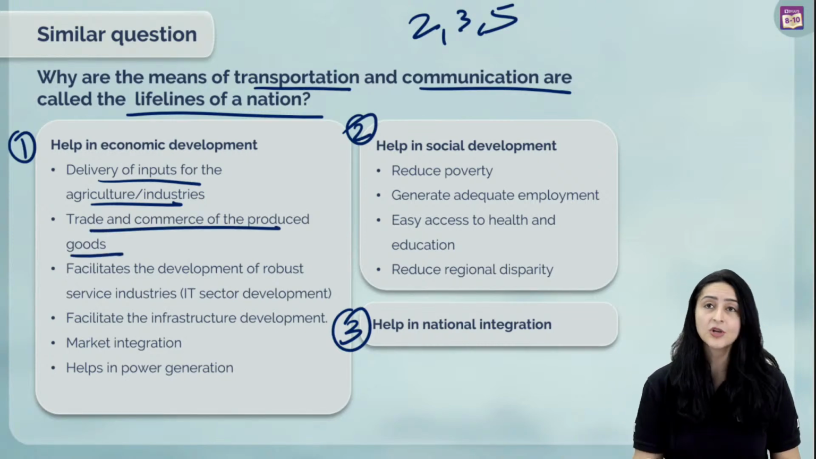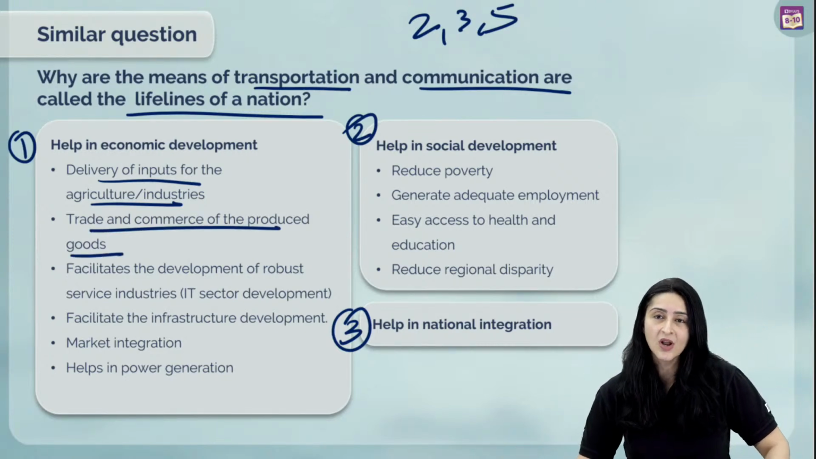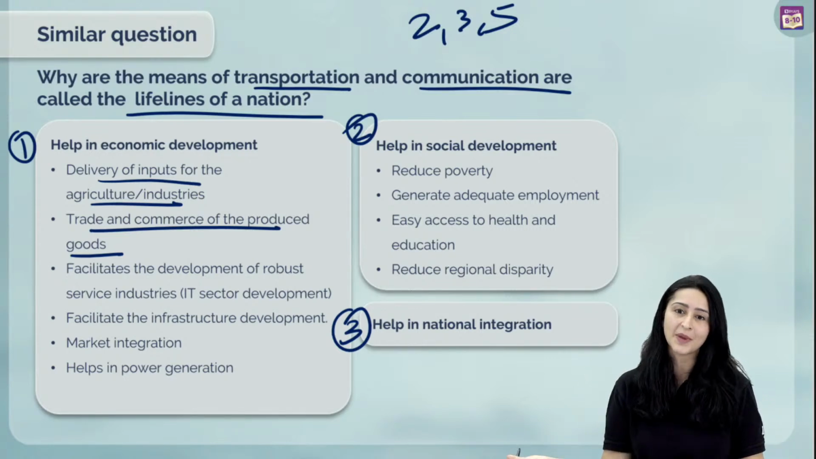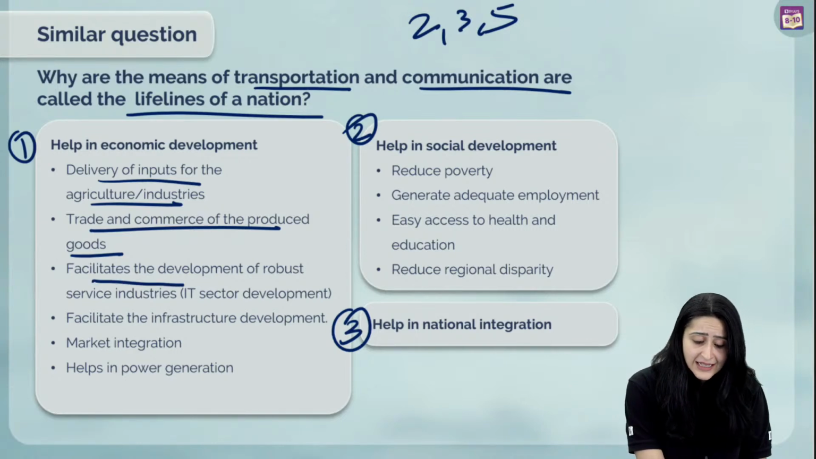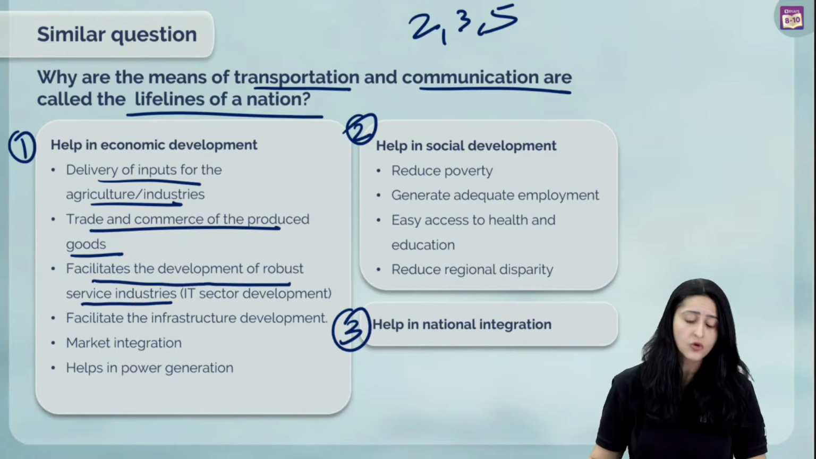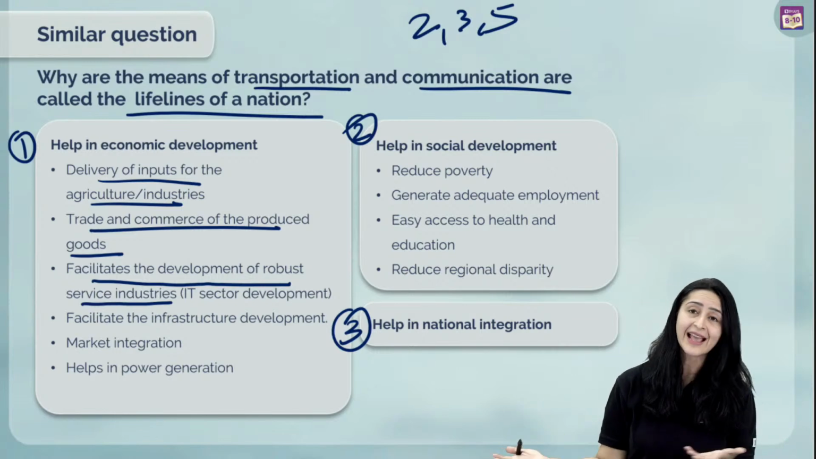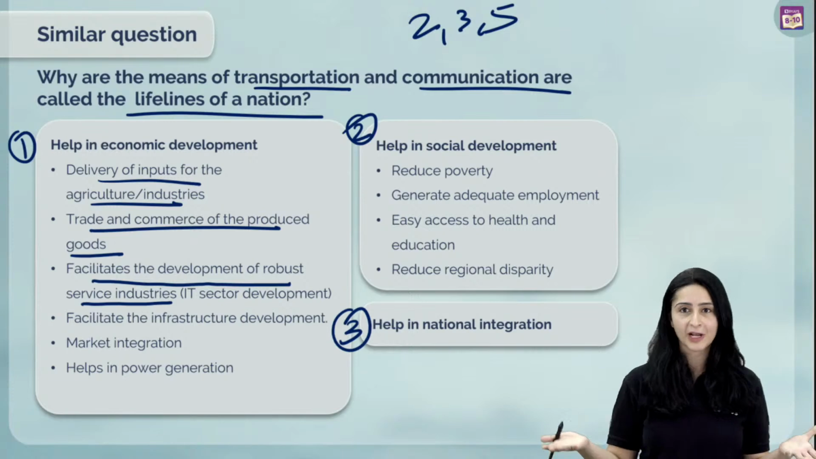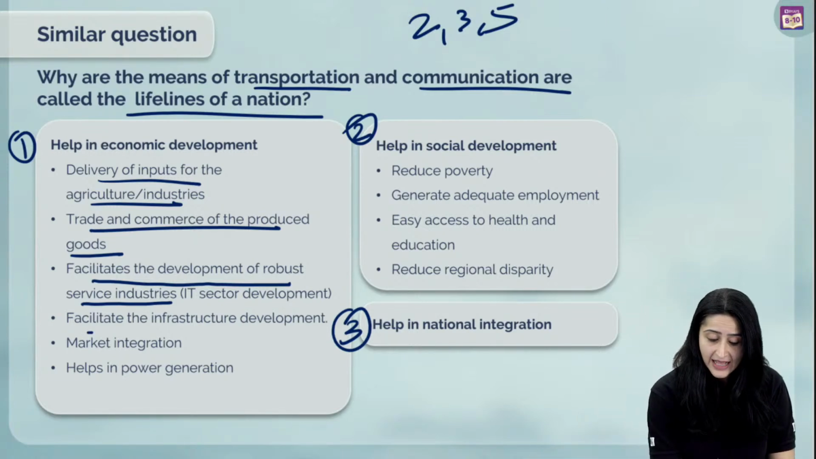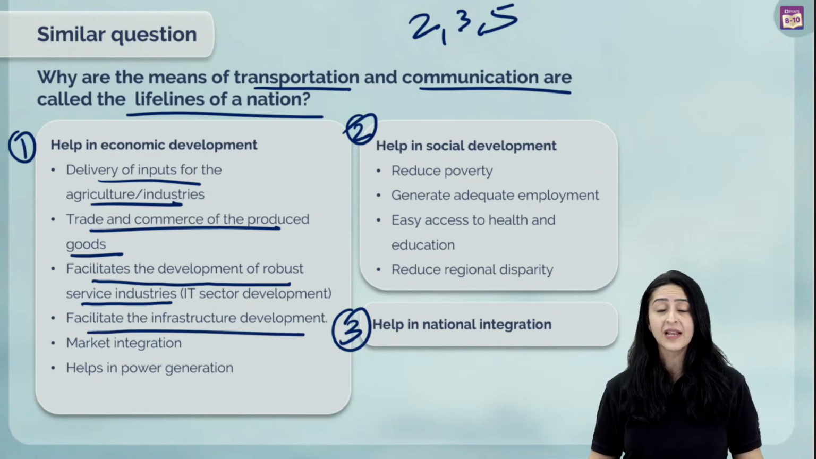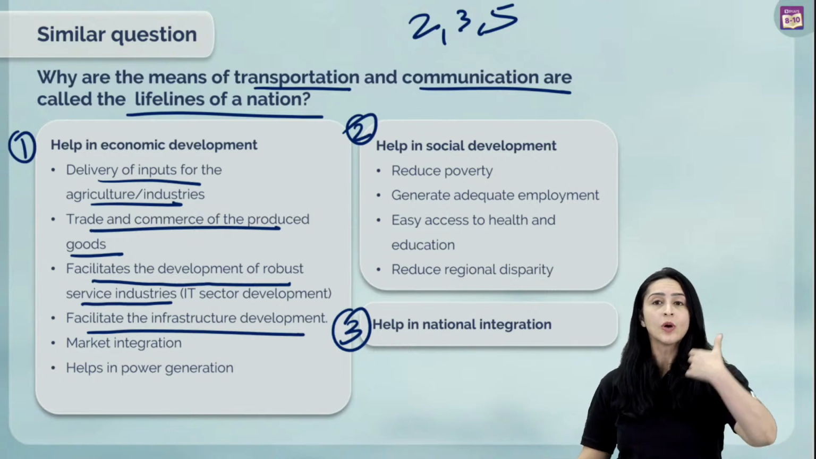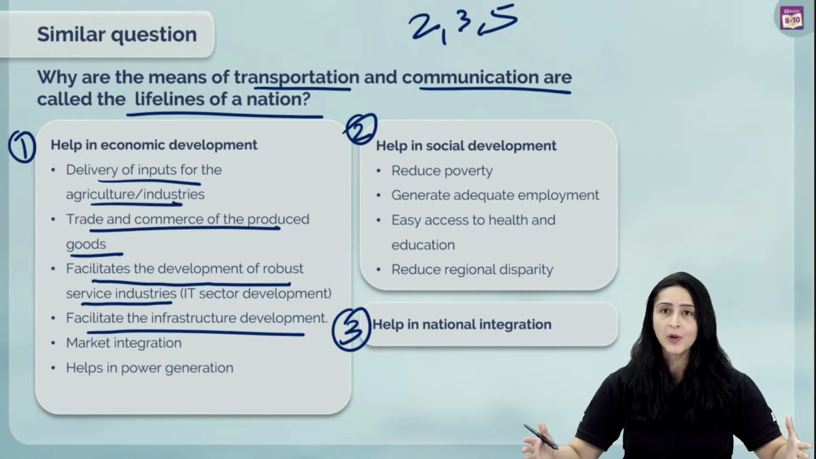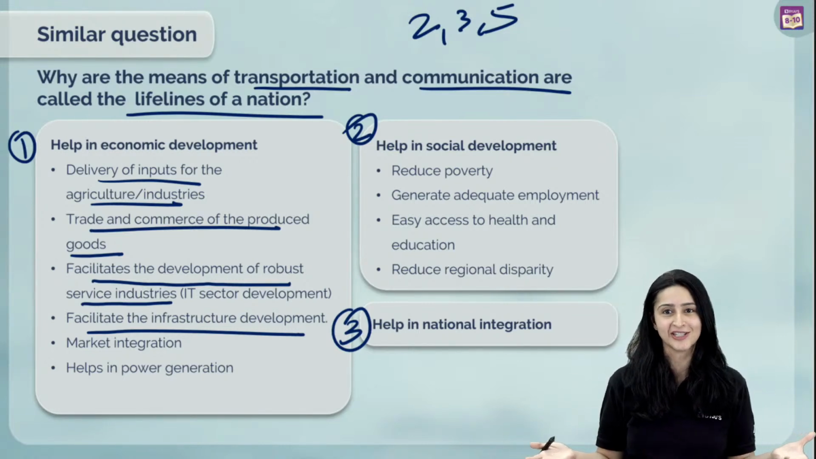Trade and commerce of the produced goods, yes, this also leads to economic development, because when there's buying and selling of goods, there's money involved, so this leads to economic development. This facilitates the development of robust service industries like the IT sector development. So automatically this is more economic development for the country, right? And then this facilitates infrastructure development. So for example, in terms of transport, you have the building of roads or the laying down of railway networks, etc. So all this is infrastructure, right?